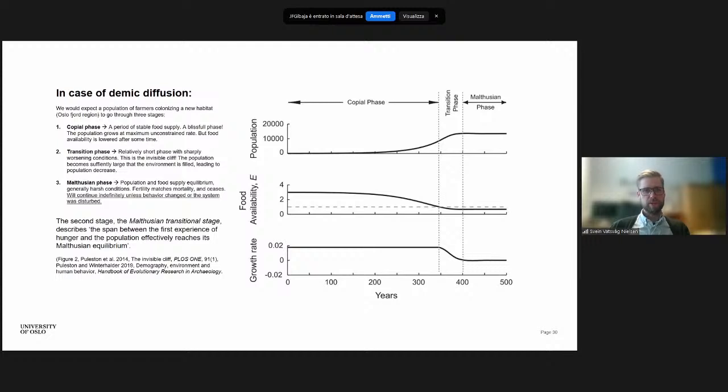Then comes a short transition phase with sharply worsening conditions for the population. So this is what Cedric Bjørnstad and colleagues call the invisible cliff in this scenario. As the population becomes sufficiently large that the environment is filled, it leads to population decrease. And then comes the third phase, the multituition phase, where the population and food supply in the given area is in equilibrium. So generally harsher conditions than in the copial phase, but we see fertility matching mortality.